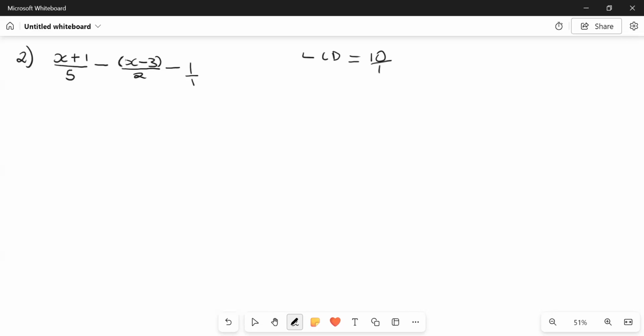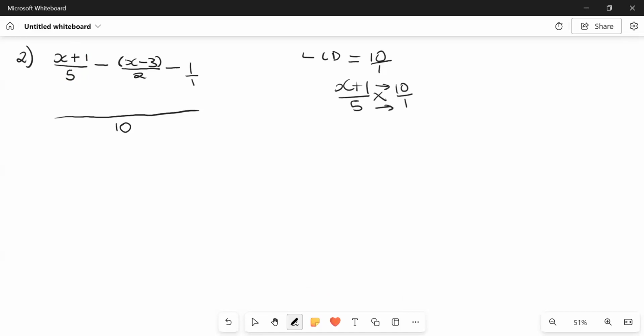After getting our LCD, we can just draw a line. Then from there, we divide by 10. We write our LCD there. And then now we start with our procedure. Now the first part of our fraction, let's focus on that one. So we have x plus 1 over 5 multiplied by our LCD, 10 over 1, right? Numerator goes with numerator and denominator goes with denominator.